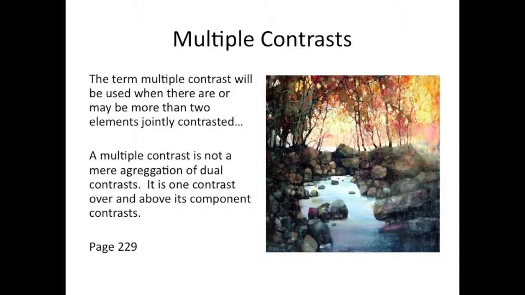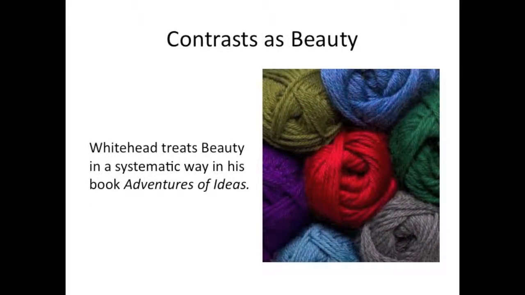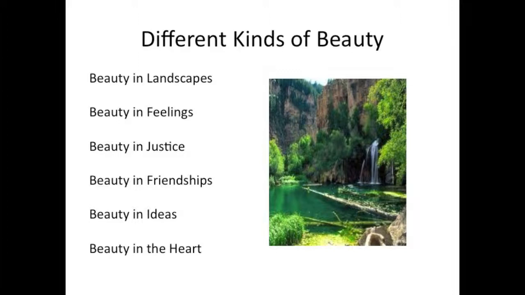Now, to better understand the importance of contrasts in Whitehead's philosophy, we should connect it with beauty. Whitehead treats beauty in a systematic way in his book Adventures of Ideas, but I'll be using his ideas in that book to comment further upon contrasts in Process and Reality. In Adventures of Ideas, Whitehead recognizes that there are different kinds of beauty. Examples include beauty in landscapes, beauty in feelings, beauty in justice, beauty in friendships, beauty in ideas, beauty in the heart.